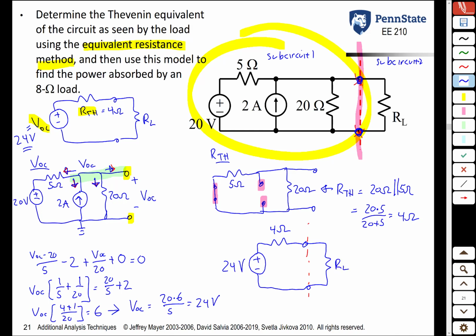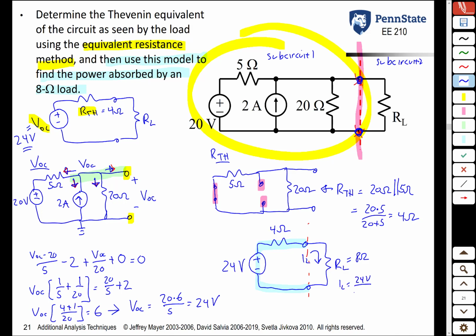We can now use this Thevenin model down here to solve the last half of the problem. Use this model to find the power absorbed by an 8 ohm load. So now let's set this RL equal to 8 ohms and find its power. Well, if that resistance is 8 ohms, what's this current? IL is going to be what?